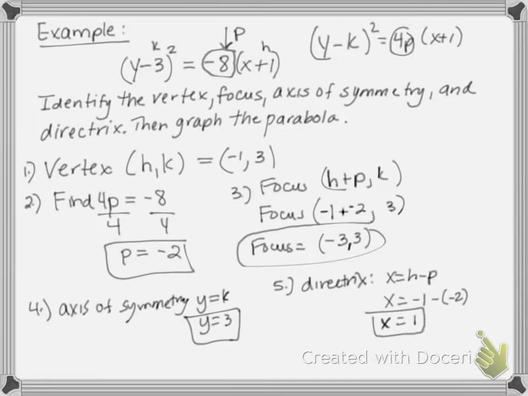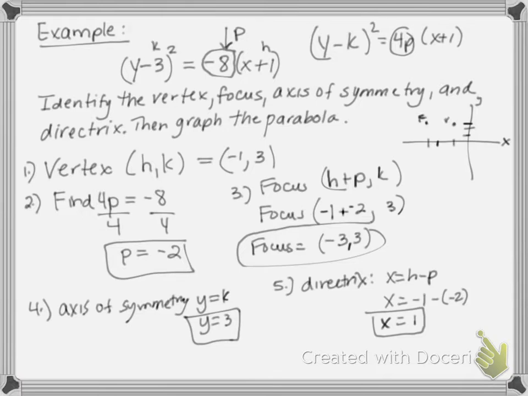All right? So you have all this information. You can actually use this information to graph your parabola. So I'm going to try to graph it in this corner here. I'm going to plot the vertex. The vertex is (-1, 3). The focus is (-3, 3). So 1, 2, 3. So this is the focus. So this is F, and this is the vertex.